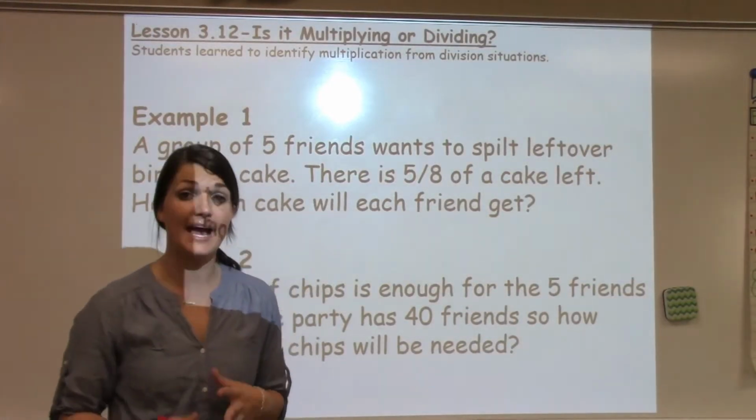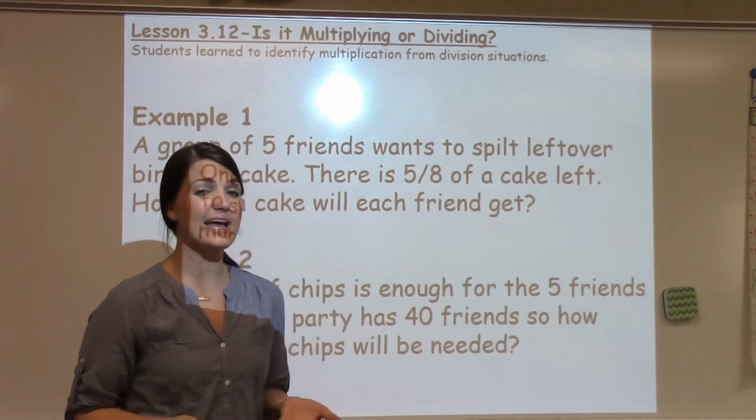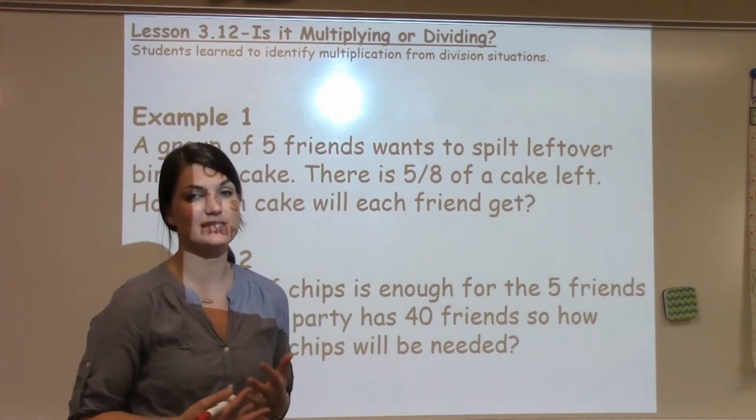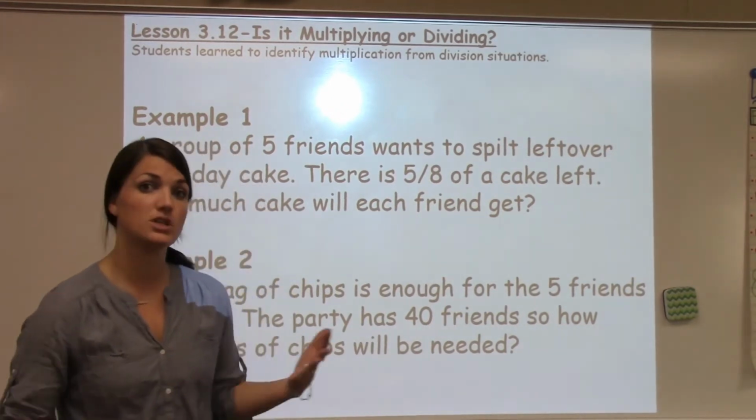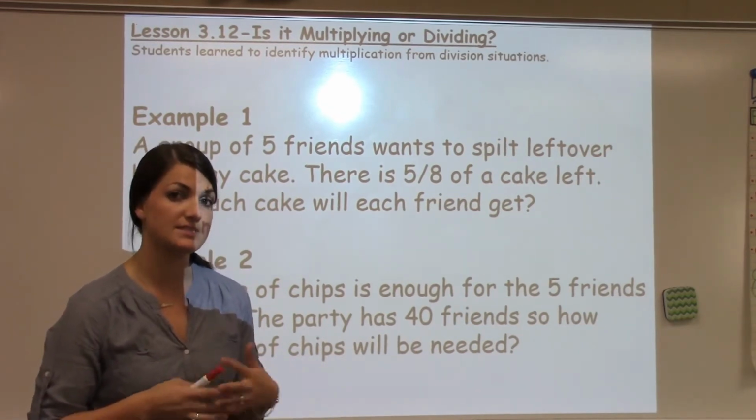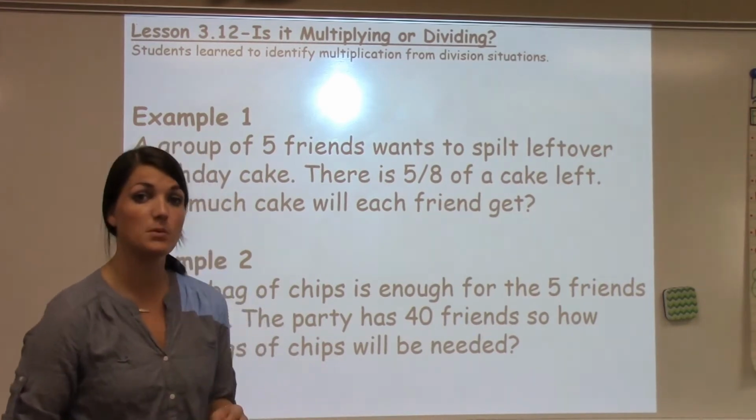Today's students looked at word problems and real-world situations and had to decide, is that a multiplication problem, or do I need to multiply to solve that, or is it a division problem and I need to divide to solve that? Multiplication and division are very connected, so sometimes it's hard for students to tell the difference between a division problem and a multiplication problem, so that's what we worked on today.